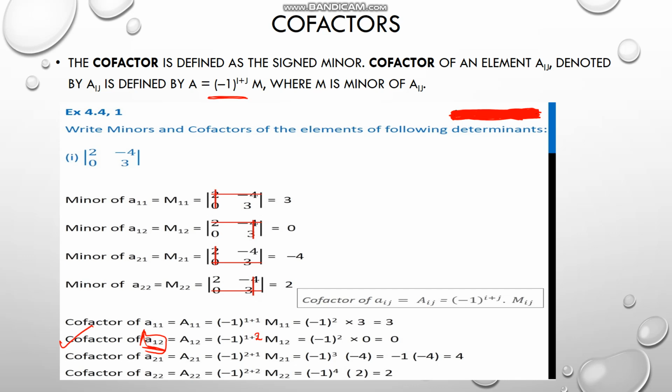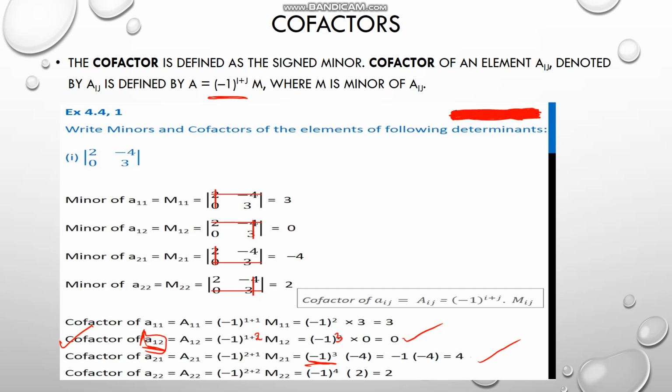A12 is in the first row, second column, so we need to multiply by minus 1 power 1 plus 2. So minus 1 power 1 plus 2 is minus 1 power 3, and minus 1 power 3 is minus 1. As the value of the minor is 0, that's why only 0 is written here. The same way for the cofactor of A21, A21 means minus 1 power 2 plus 1, so minus 1 power 3. The power of negative one is odd, that means we will get the negative sign. So minus 1 and minus 4 will give plus.